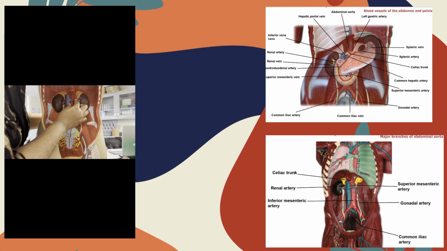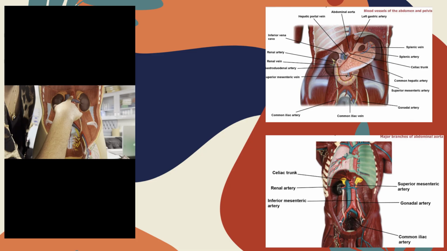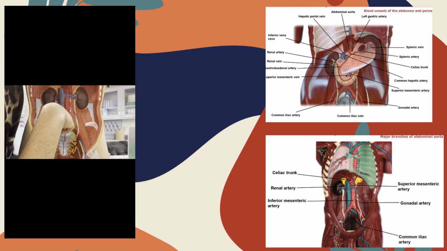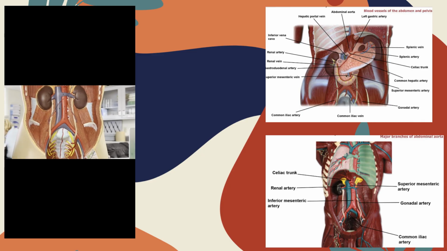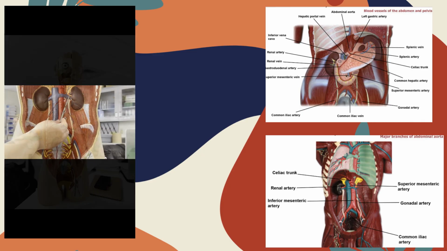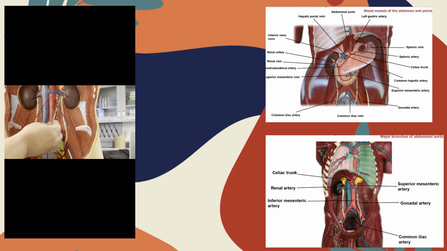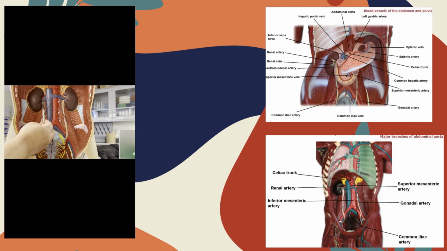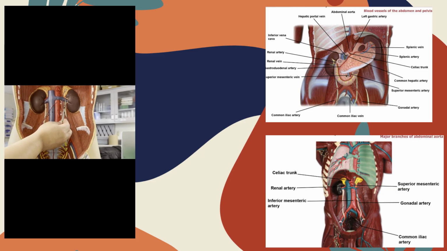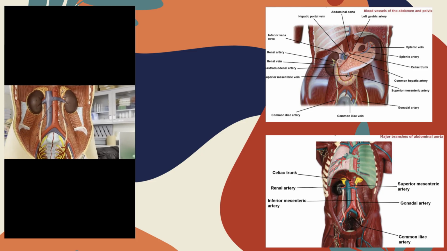Okay, right here we have the three main branches of the abdominal aorta. First we have the celiac trunk right here, then we have the superior mesenteric artery, and then we have the inferior mesenteric artery. So here we have the left renal artery and the right renal artery, and right up here, we have the suprarenal artery.